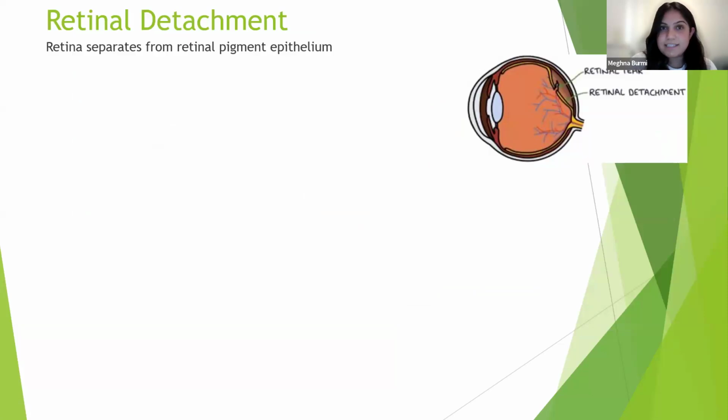Okay, our last condition for today. So retinal detachment. Basically retinal detachment is where the retina separates from the layer beneath it or behind it called the retinal pigment epithelium. So you can see that retina moving away from the back of the eye.